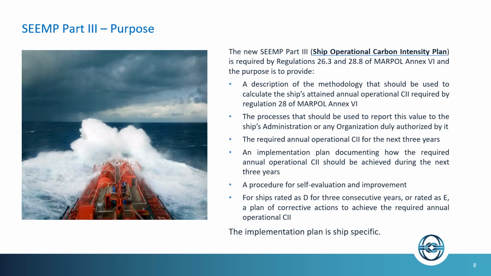The new SEEMP Part III, otherwise known as the Ship Operational Carbon Intensity Plan, is required by Regulations 26.3 and 28.8 of MARPOL Annex VI, and the purpose is to provide a description of the methodology that should be used to calculate the ship's attained annual operational CII required by Regulation 28 of MARPOL Annex VI, the processes that should be used to report this value to the ship's administration or any organization duly authorized by it, the required annual operational CII for the next 3 years, an implementation plan documenting how the required annual operational CII should be achieved during the next 3 years, a procedure for self-evaluation and improvement.